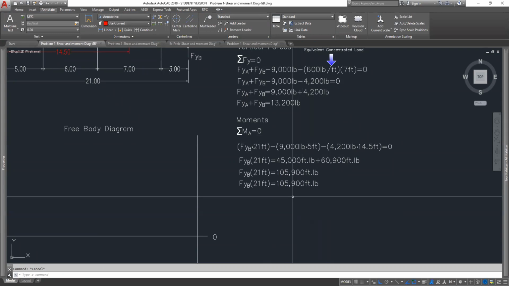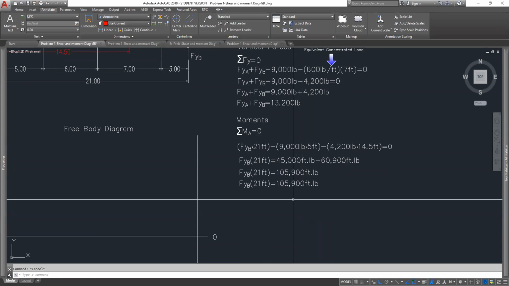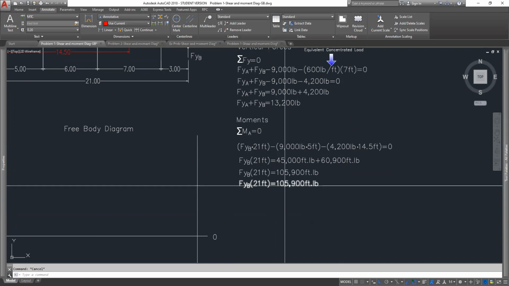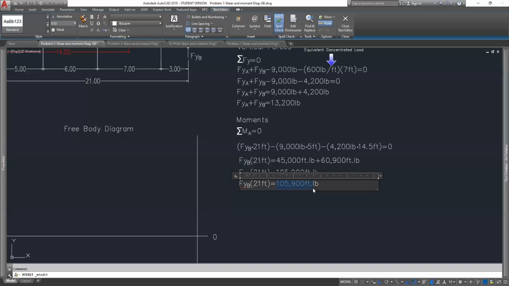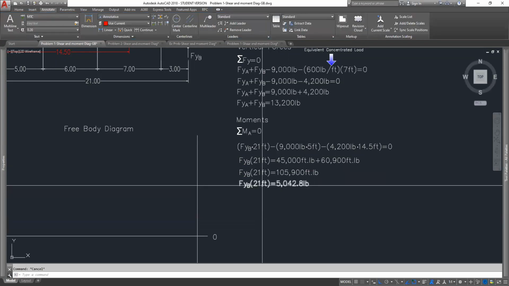So if someone can divide 105,900 by 21. 5,042.8. We could just round that to 5,043. Now let's keep the decimals going: 5,042.8. Now notice one thing that happened when I did that. Let me go ahead and isolate this.